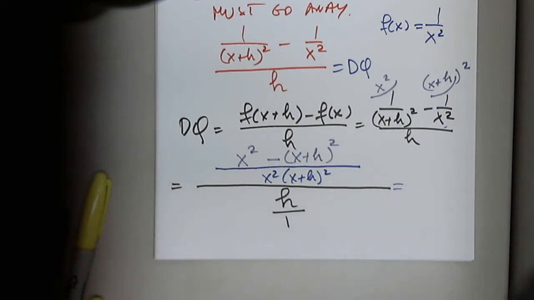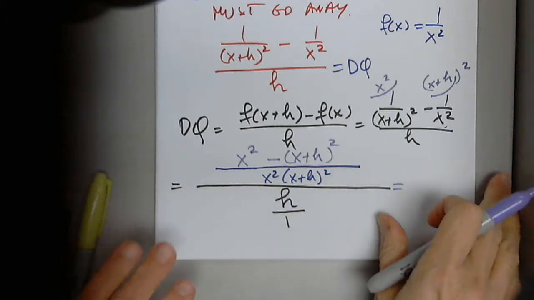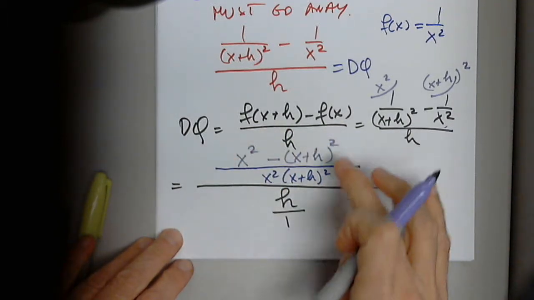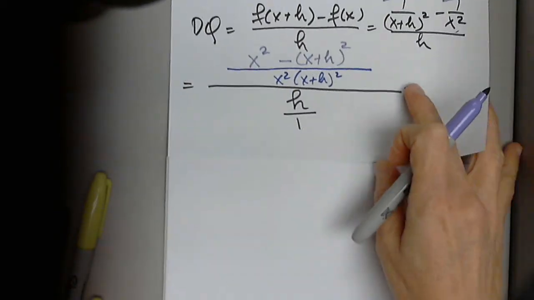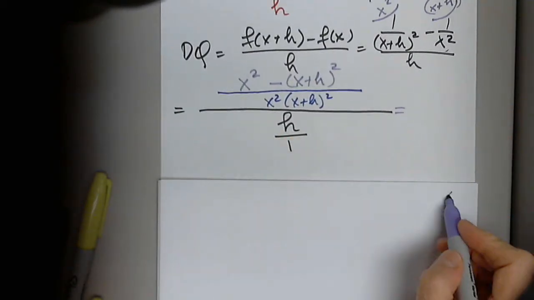Remember, two things have to happen. All terms from the top of this fraction, after we flip it in a minute, so all terms that do not have h at the top must go away. And eventually this h must go away. So now I have a fraction divided by another fraction. How do I perform a division of two fractions? What do I need to do?